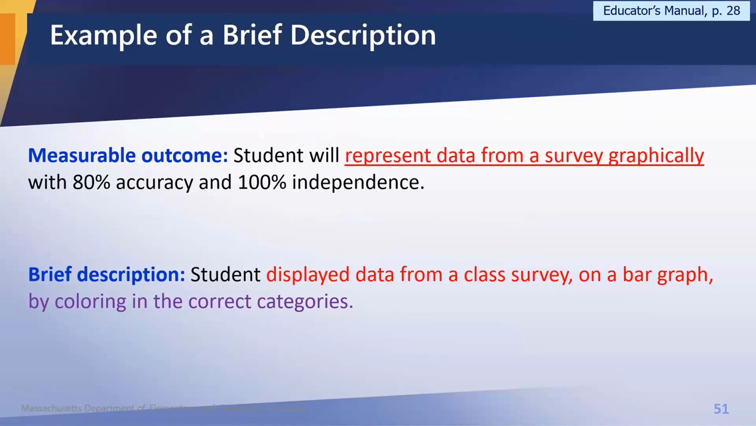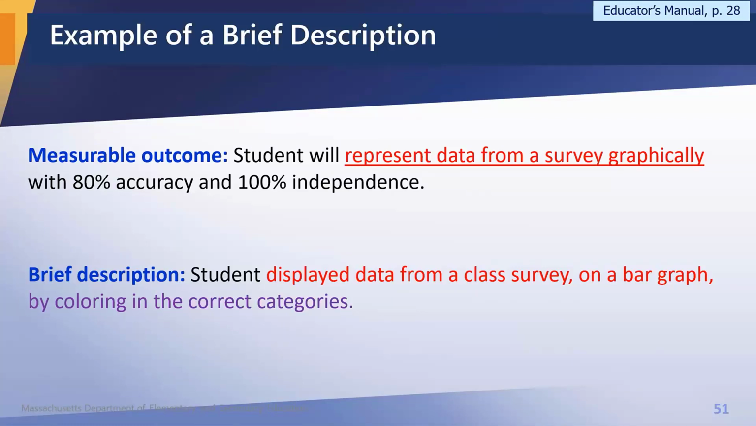So let's take a look at an example. So the measurable outcome here is the student will represent data from a survey graphically with 80% accuracy and 100% independence. So you can see the skill right here in red, right? That's my measurable outcome. That's what I'm going to do for those 8 dates in various ways on different days, but that's what I'm going to do.